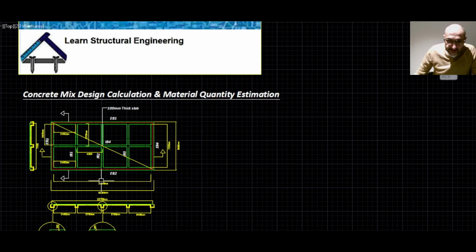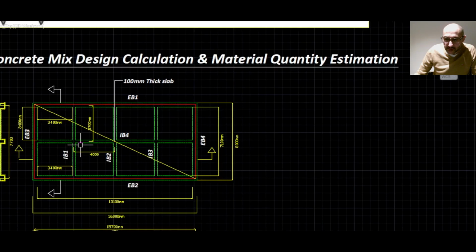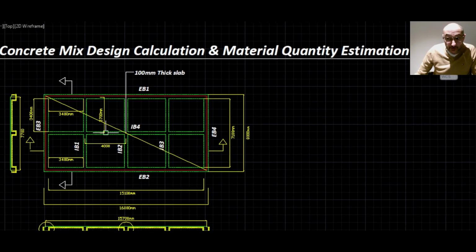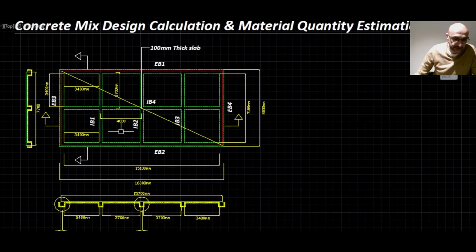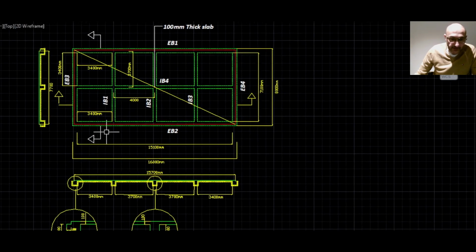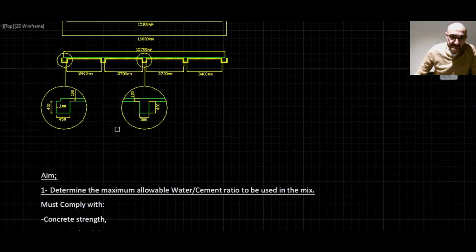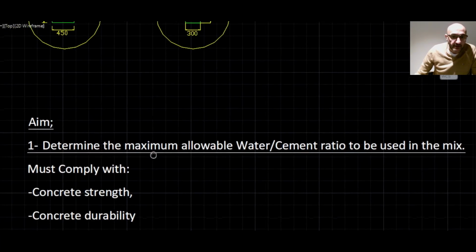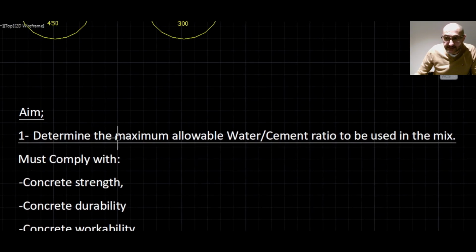Okay, here we have a stiffened raft slab on ground, and the compressive strength to be adopted for that particular design is f'c of 20 MPa. Now, the aim of this example is to determine the following. I'll put it in 4 different questions. The first question is, determine the maximum allowable water-cement ratio to be used in the mix.